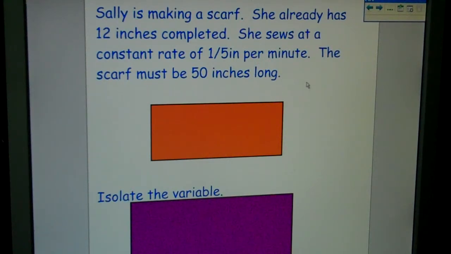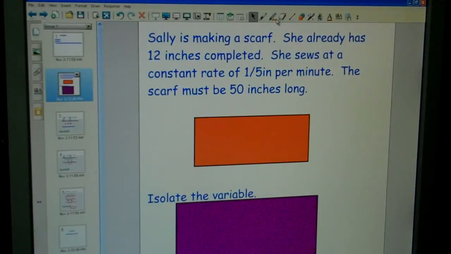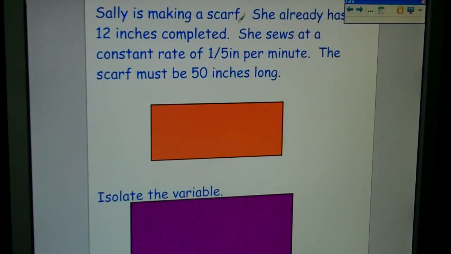So here's our context. Sally is making a scarf. She already has 12 inches completed. She sews at a constant rate of 1/5 inch per minute. The scarf must be 50 inches long. While I get set up for a minute, you take a minute and try to write the equation yourself. Just a normal, everyday equation. Let's get the highlighter. Alright.